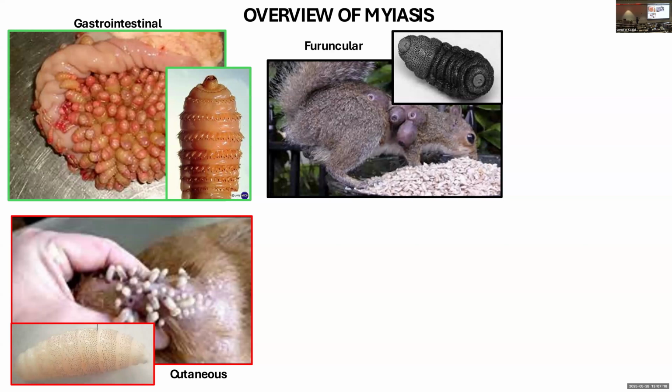One of them is Cordylobia, which is the mango fly or the tumbu fly. Now, this, as I said, is very common in many African countries. But this is very common also here in the United States. And this is Cuterebra. It's very common in squirrels and also in cats.